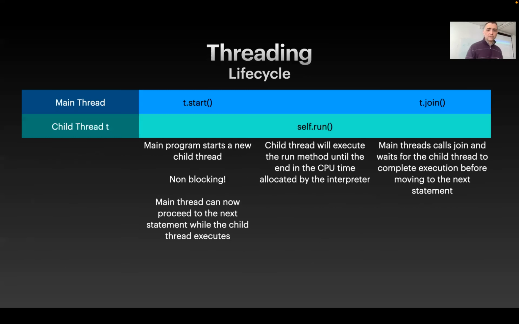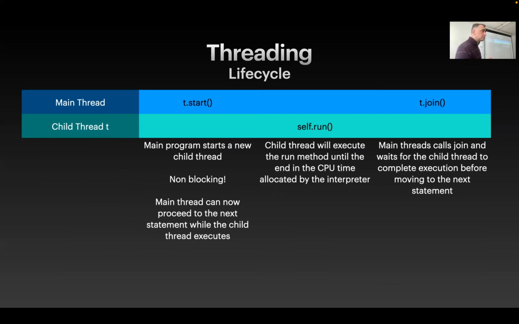So just to make sure we understand, that's the life cycle of a thread. You start by calling your start method on the main thread. This will, on the child thread, run what you wrote for it to run. And then on the main thread, at some point you want to join it. It will wait for the end of the thread, for the end of the process in your run function, and only then it will continue with the next statement. Clear?